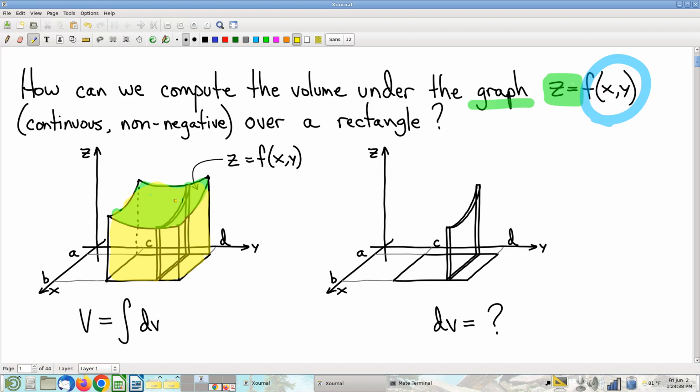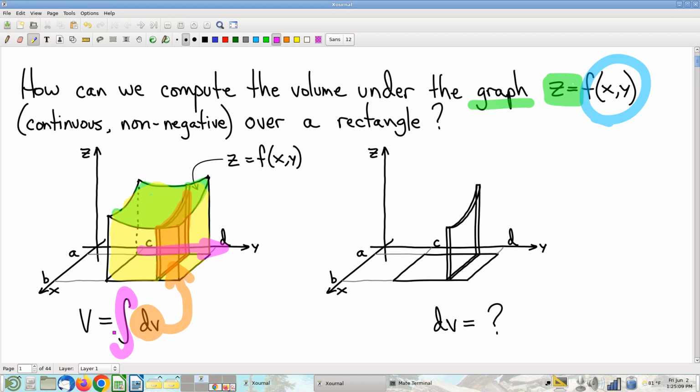I could attempt to compute this volume by looking at these little slices. I like to think of it as a slice of bread in this great big loaf of bread. Talk about the volume of that little slice of bread, and I will then add up from C to D as I move along the y-axis. So this is a strategy of how I could conceivably compute that volume.